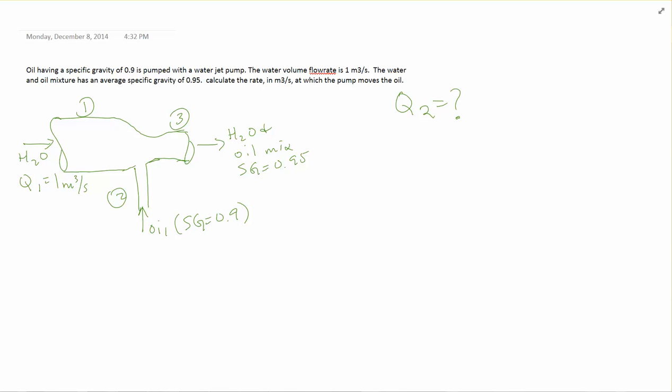So essentially what we want to do is find Q2. So that's Q, the volume flow rate, down here that's coming up. That's what we're looking for.